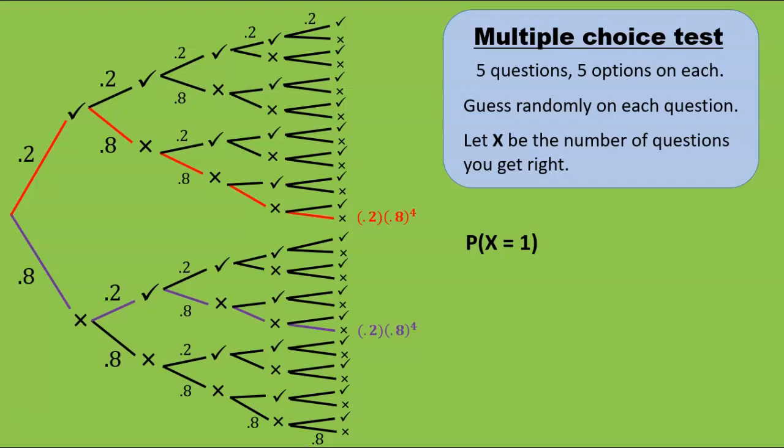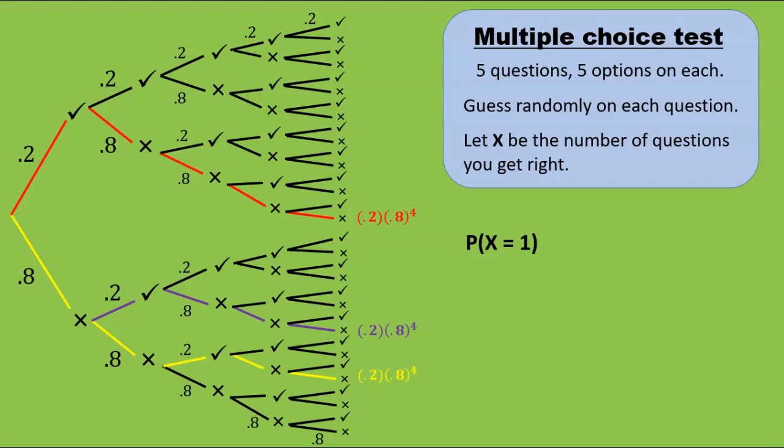Are there still other paths that lead to 1 success? Sure. Here's another. We could get the third question right and miss the others. Will this path have the same probability too? Of course it will. Once again, we're getting 1 factor of 0.2 for the 1 upwards branch, and 4 factors of 0.8 for the 4 downwards branches.